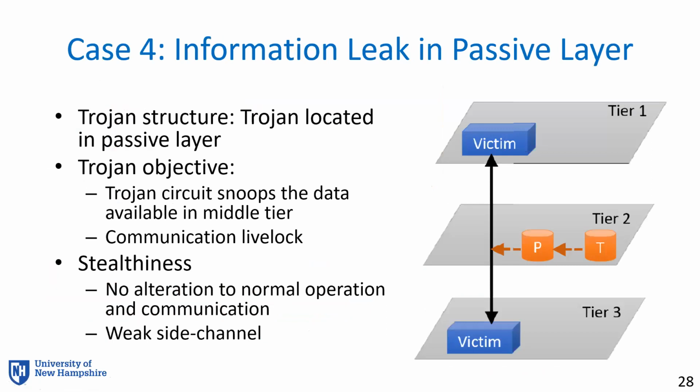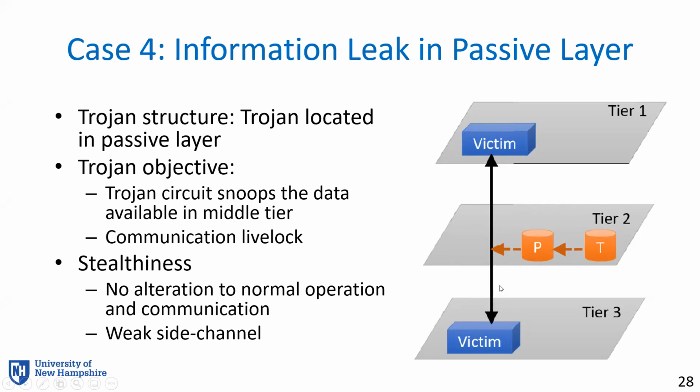So case 4 is information leak in the passive tiers. In this case, the payload and the trigger circuit for the hardware Trojan are all located in a single tier, but the victims are located in the other tiers. This model actually represents snooping information across the tiers. This type of Trojan does not tamper with the communication link or change the data integrity. Instead, it will assist in building a covert channel.